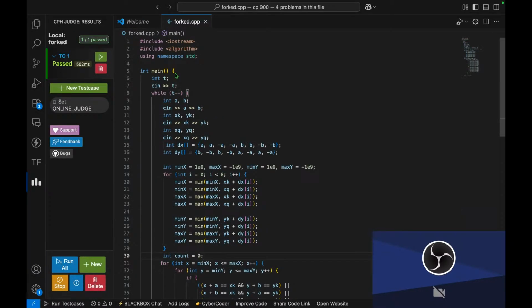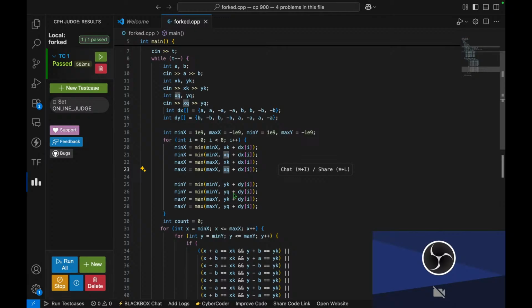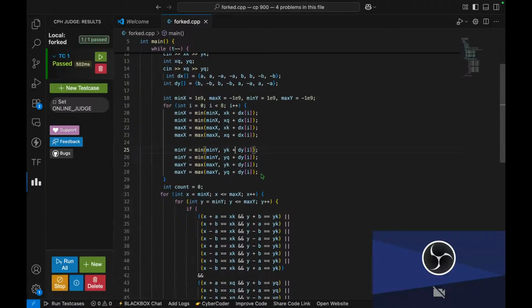Firstly, we check all eight sides where we go the minimum, and then we check all eight sides where we go the maximum in x for king and queen. Then in y direction, here we choose xk plus dx of y. With xk, I go all a and b, up, down, right, left, and similarly with the coordinates of king and queen.